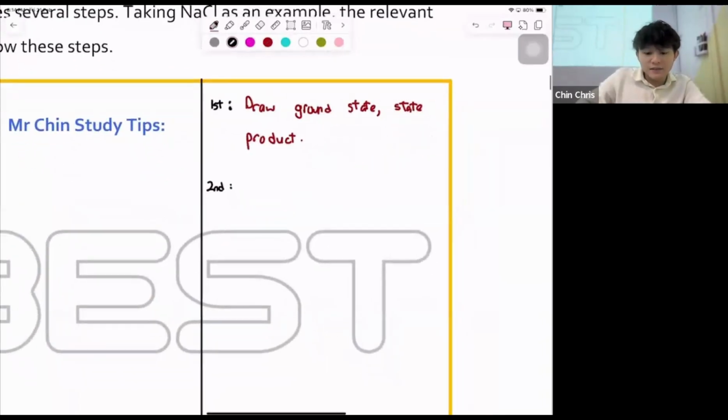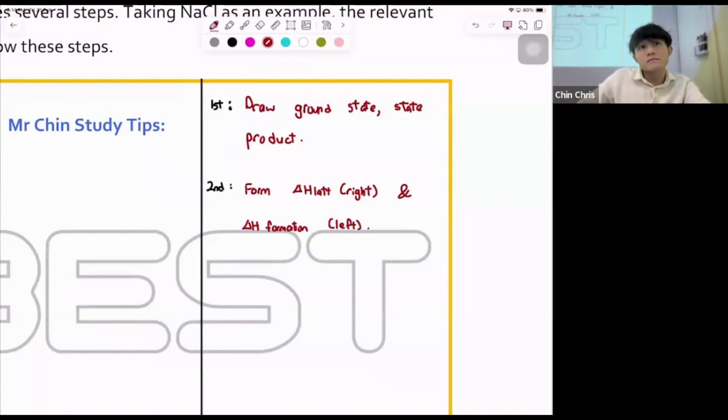All right, then, guys, for your second step, what I want you to do is please form your delta H lattice on the right hand side, and your delta H formation on the left hand side.